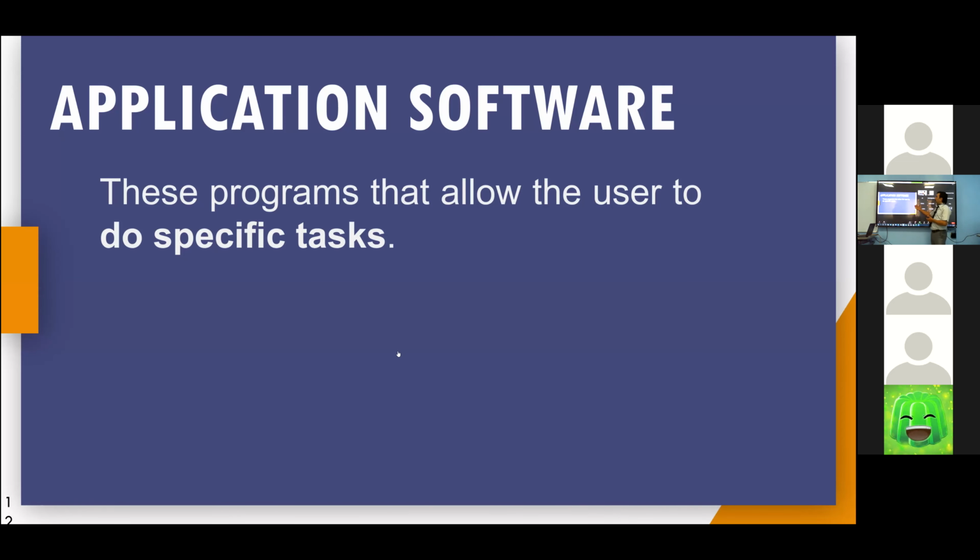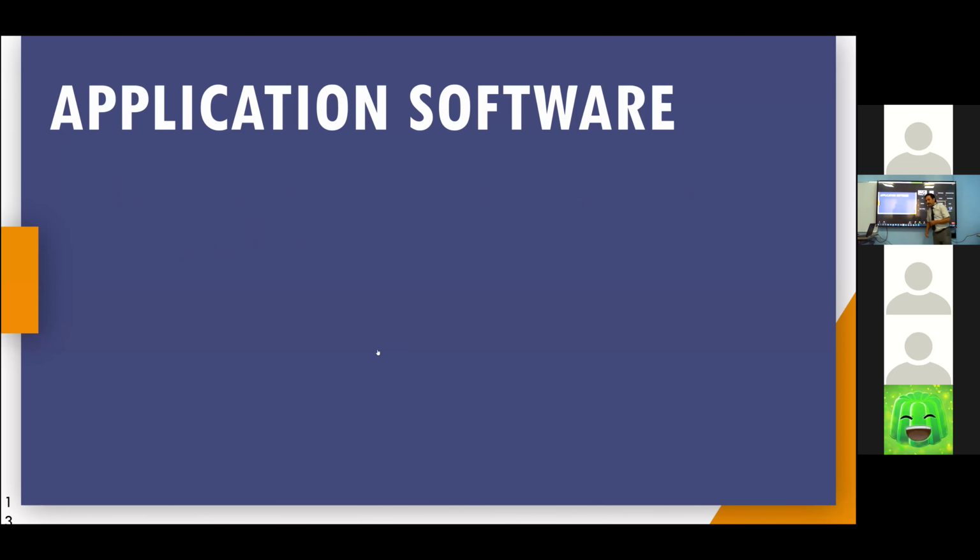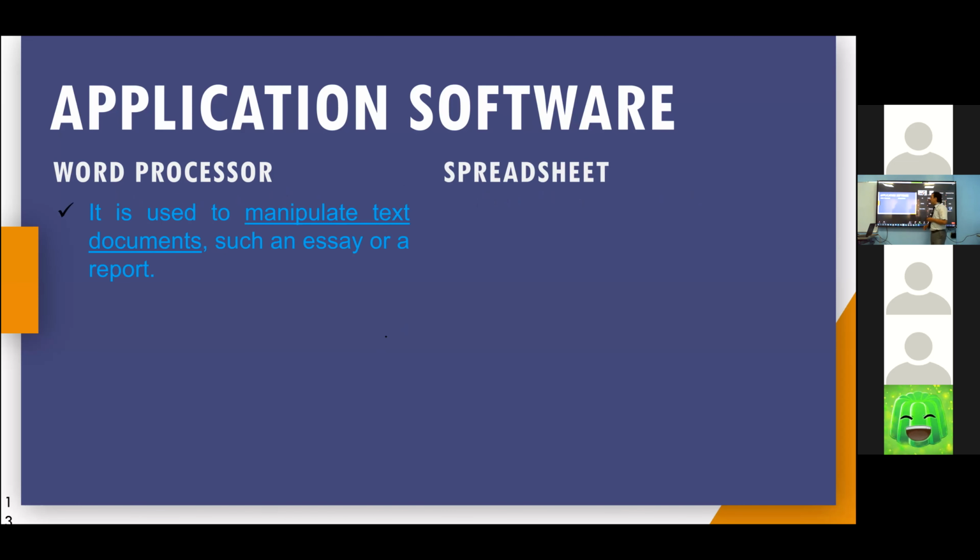These are programs that allow the user to do specific tasks. For example, if you want to create a list, if you want to watch a video, if you want to listen to music, or if you want to write, for example, a biography on your system, you can use application software. Okay, the first one is the word processor and spreadsheet, the second one. Let's see what they are.